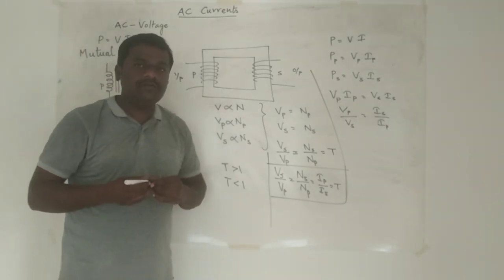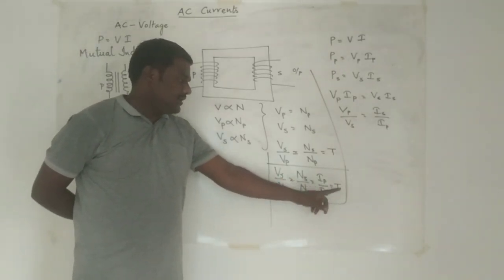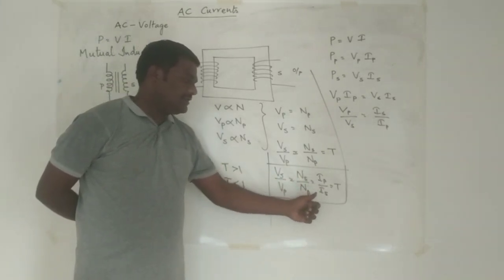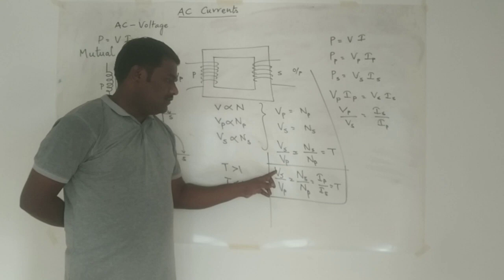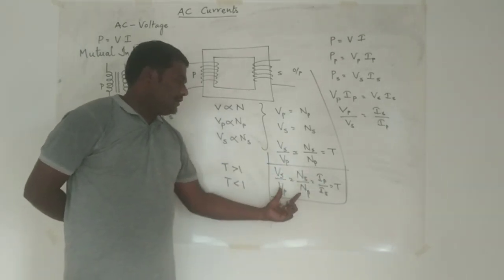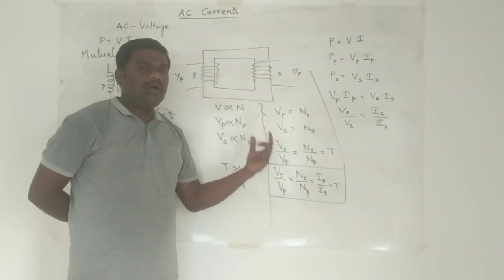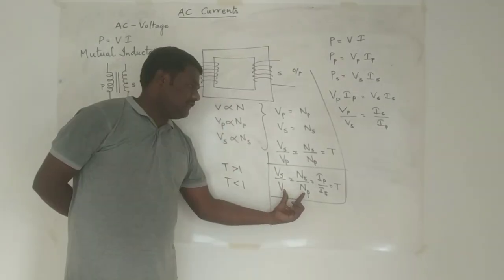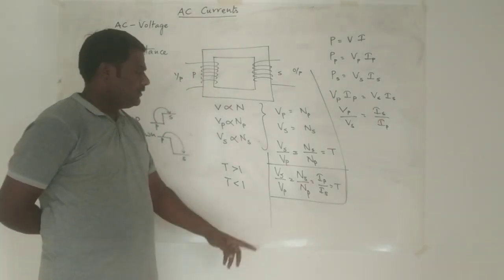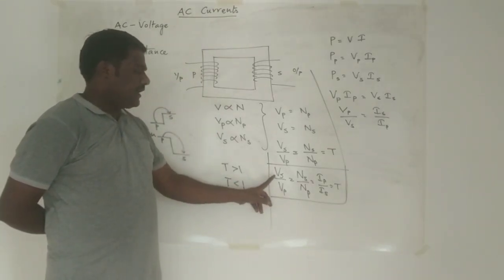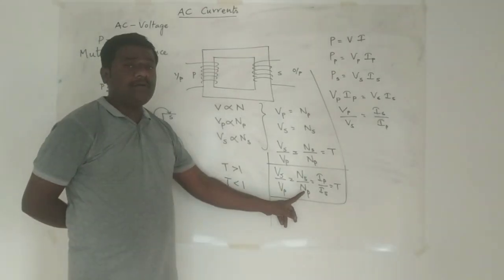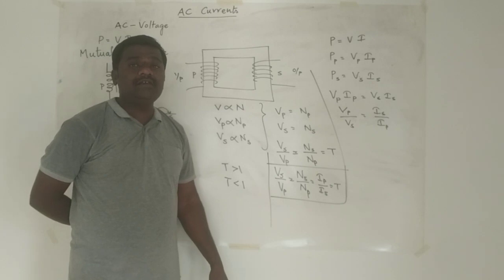So from this, what is used? If you know the turns ratio, or if you know the voltages, you can calculate the current ratio. See here, you have all 6 variables. Take two fractions as a combination. Among the first combination, if you have 3 variables, you can find out the fourth. Let's say for example, they give the voltage of the secondary, the voltage of the primary, and the number of turns in the primary. They'll ask to calculate how many turns are there in the secondary coil.